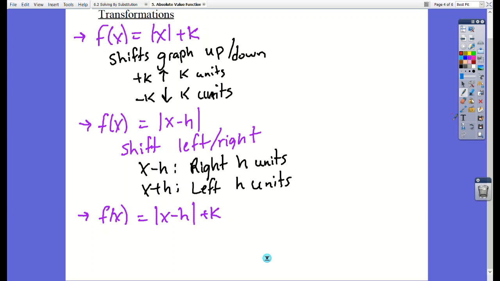So here's what we're going to say. When you get an equation that looks like this, think about your vertex, right? Because that's going to be the most important point for an absolute value graph. This moves your vertex. So now your vertex is at the point h, comma k. And if you're unsure, look at your graphs. Look at what's being added on the outside. That's the y value. What's on the outside is your y value.